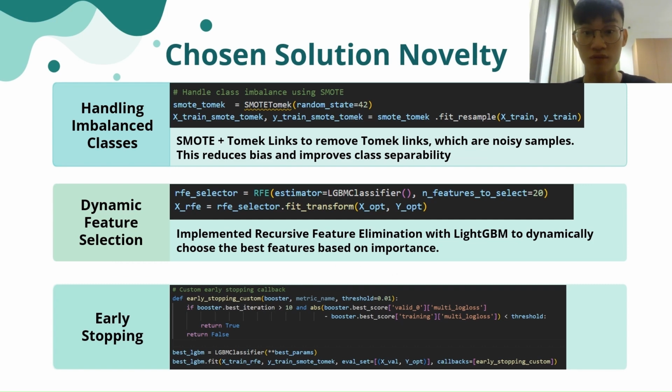In our chosen solution novelty, we want to address class imbalance. Our approach of SMOTE plus Tomek links combines oversampling with dataset cleaning, removing noisy samples to reduce bias and improve class stability. For feature selection, rather than just using a static approach, we implemented recursive feature elimination. Leveraging LightGBM's feature importance matrix, we set a threshold to remove the least important features, re-evaluating the model after each iteration to ensure the optimal feature selection.